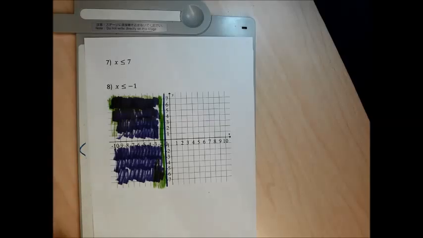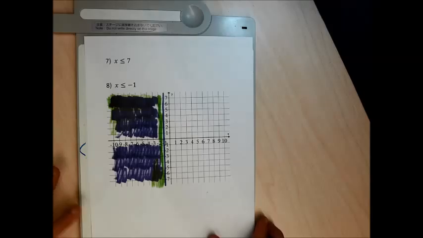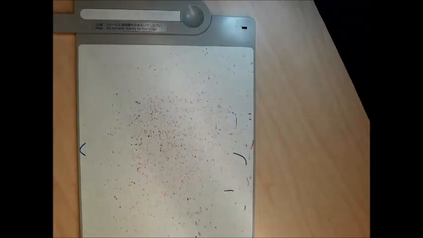So you should be able to do 7. The next problems that we're going to worry about have only y's with inequalities, and when an inequality has only an x, you get a vertical line. When an inequality only has a y, you get a horizontal line.